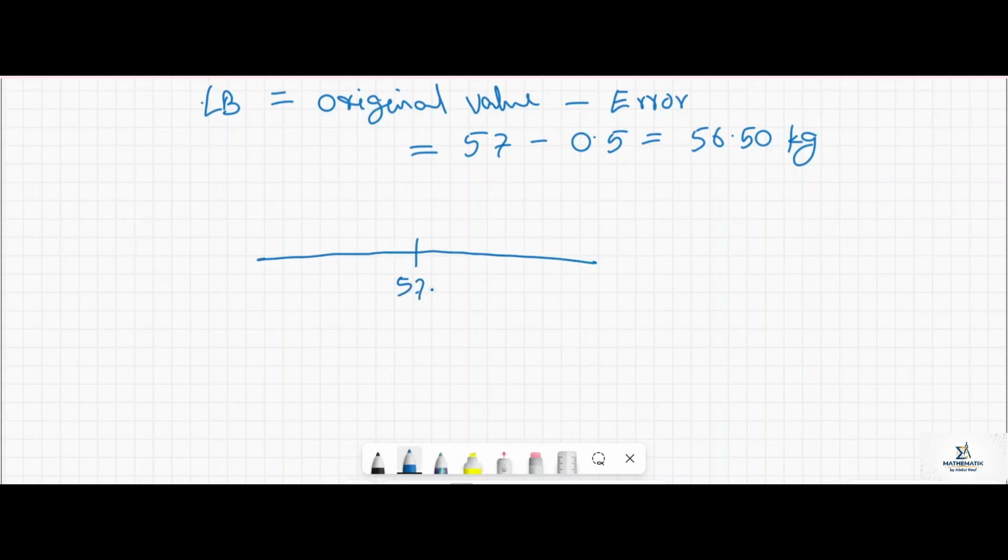But in a book it will always explain this like this. It will say this is a 57 and this is 58 and this is our 56, and the lower bound is on the left side, which is 56.50, and the upper bound is 57.50. So this was our final answer.